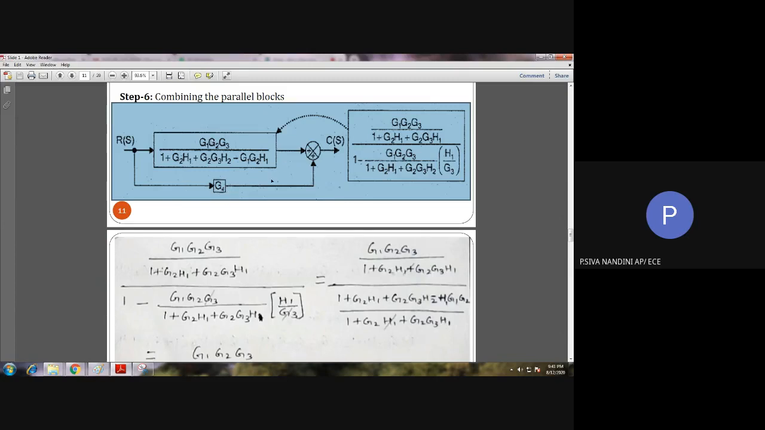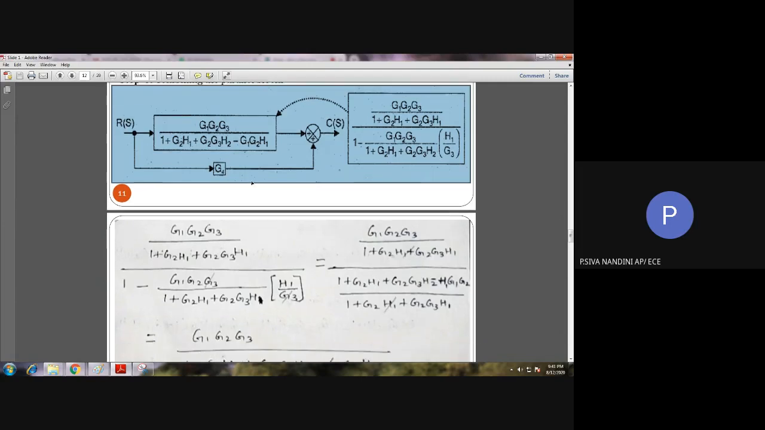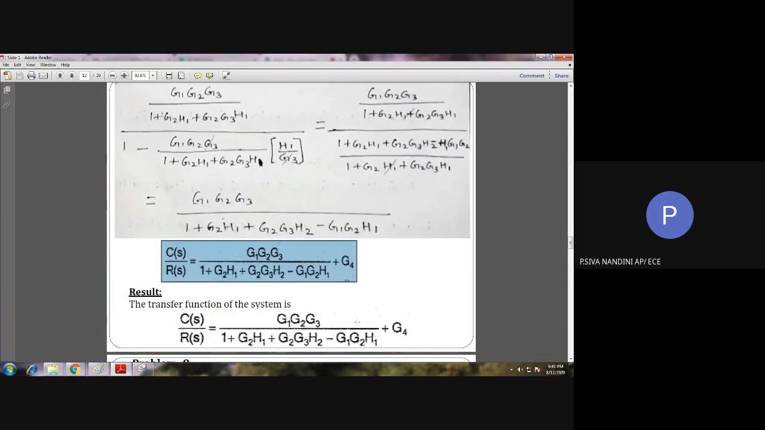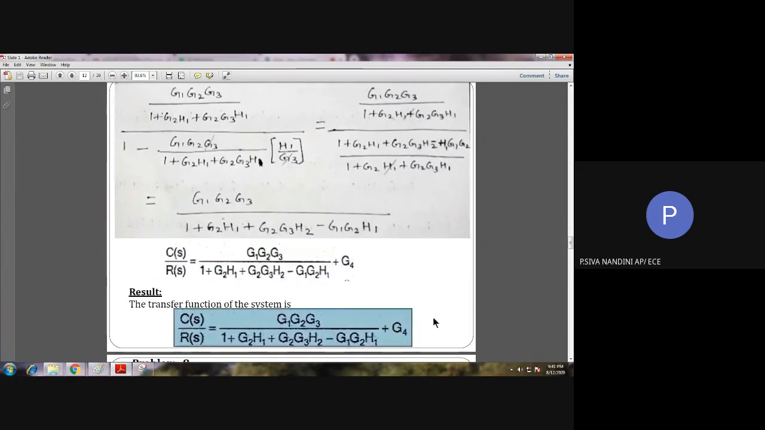So these two blocks are in parallel. So how shall we simplify the parallel blocks? By simply adding those two blocks and making it a simple block. So I have simply added those two blocks and I have obtained a single mathematical equation, just nothing but our transfer function. Okay. Thus we have obtained our transfer function.